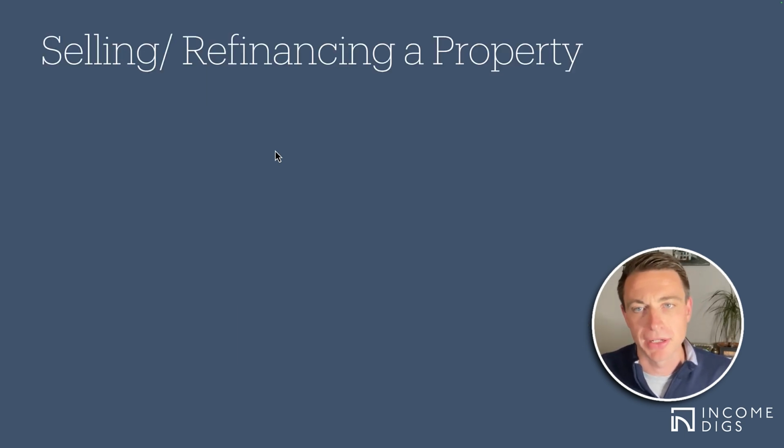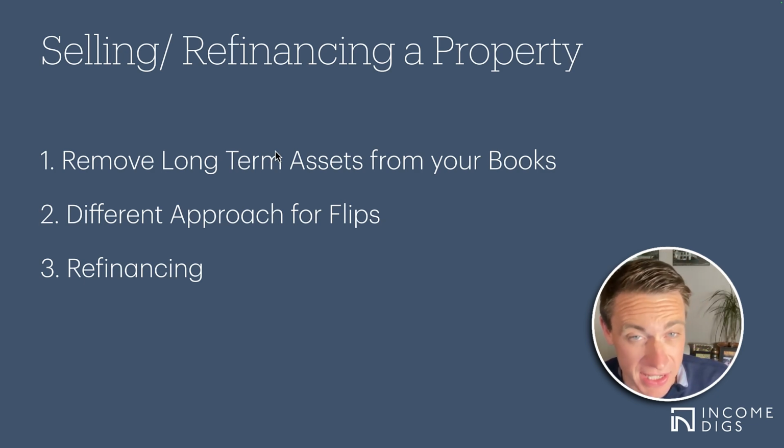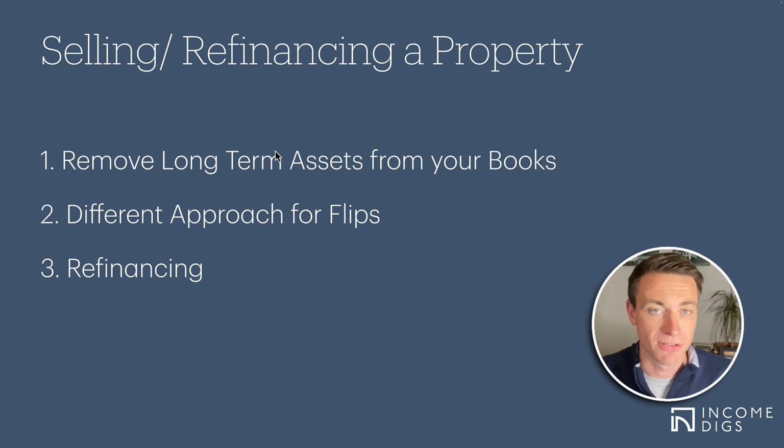So when we talk about selling or refinancing a property, I'm going to demonstrate 3 different examples for you today. The first is removing a long-term asset from our books. So think about a long-term hold, a rental property that you actually sell and get rid of. The second is flips. We're going to talk about how flips are a little bit different. We bring in a component of the profit and loss. We may or may not use that. I'm going to talk about those scenarios and how we can differentiate the two.